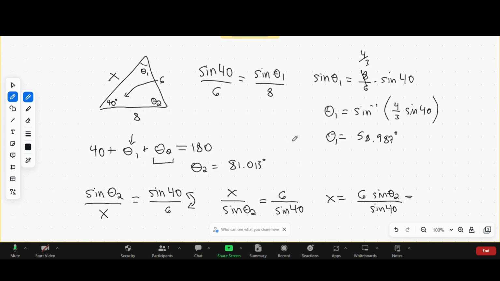Plug that into our calculator using 81.013 as theta 2, and we get that x is 9.219. So there we go. We've solved the entire triangle based on just one side length angle pair and a third piece of information.